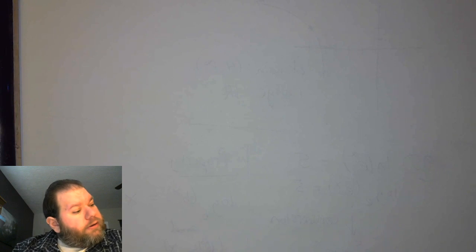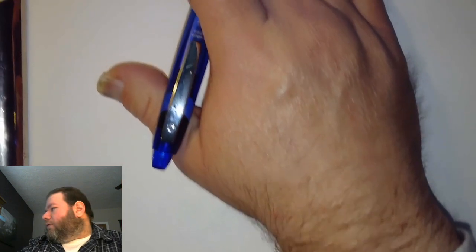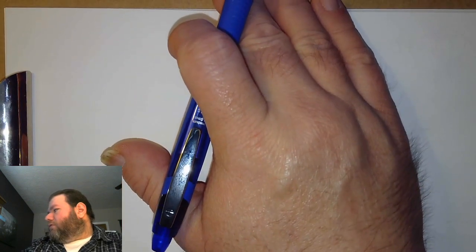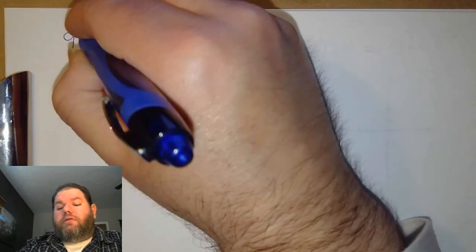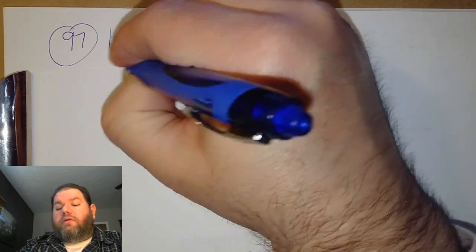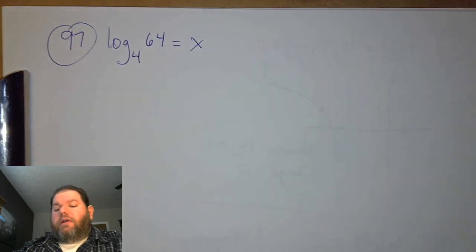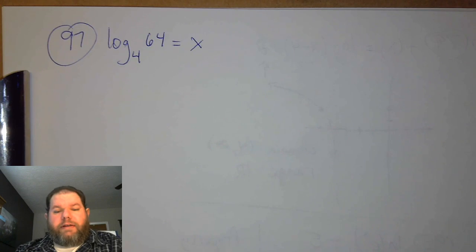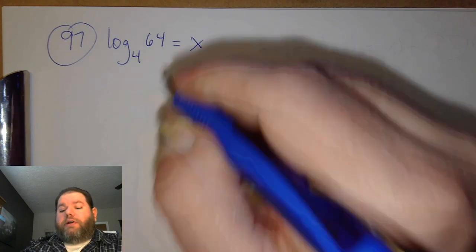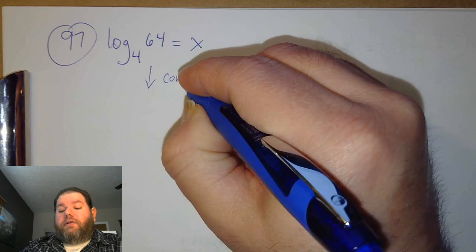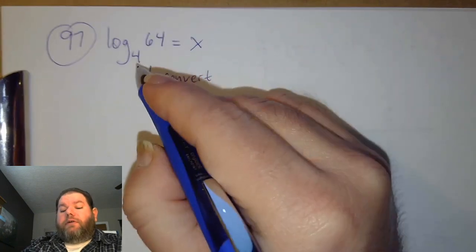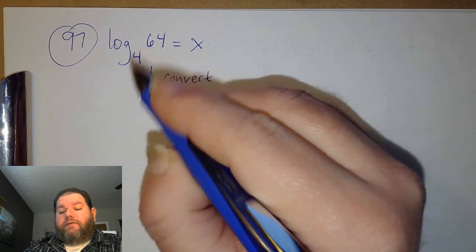The other problem was 97. Log base 4 of 64 is equal to x. Now, there's actually a couple of different ways that we could work this. One way would be to convert. So we get 4 to the x equals 64.